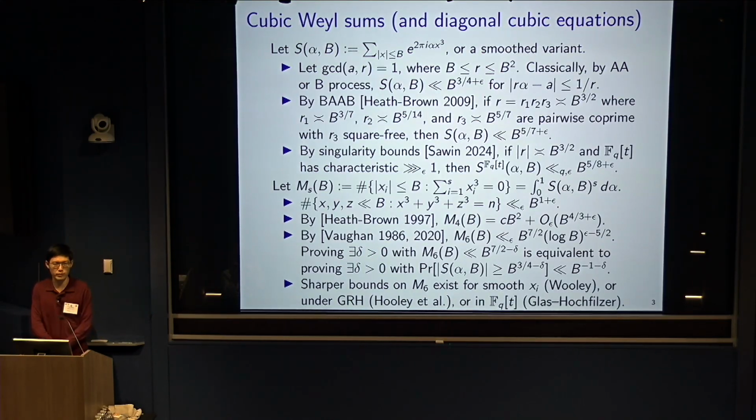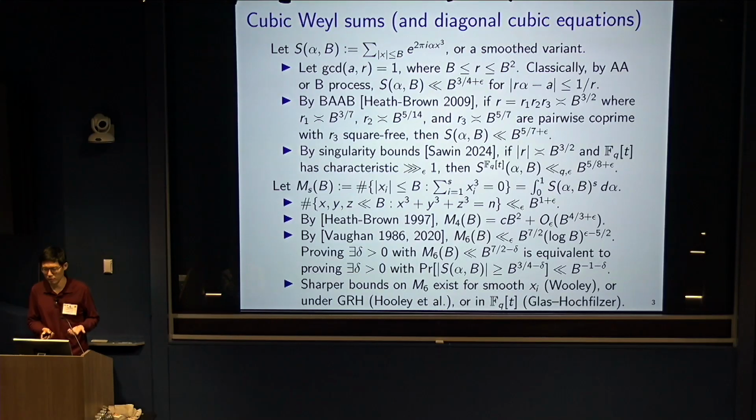So in 3 variables, what you can say is, by using the divisor bound, the number of ways to solve x cubed plus y cubed equals n is at most b to the 1. You basically fix one of the variables, and the rest is a divisor bound. So b to the 1 plus epsilon. And it's open to improve this.